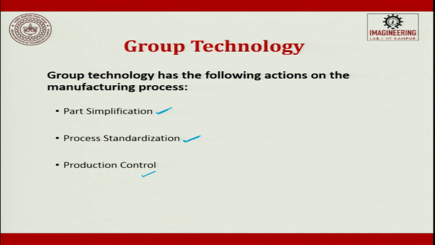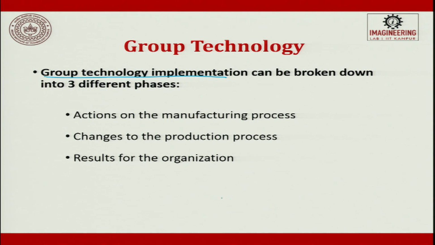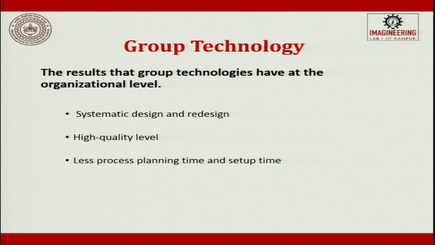If you go back, we have seen the group technology implementation in 3 different phases. Action on manufacturing process we have seen, changes in the production process, and let us see the results that group technology has at the organization level: systematic design, and redesigning can be done very fast. High quality level can be maintained, lesser process planning time and setup time will be there, because there is already a standard process laid out in front of you. All you have to do is tweak that little bit up and down, and then you get to the matching output.